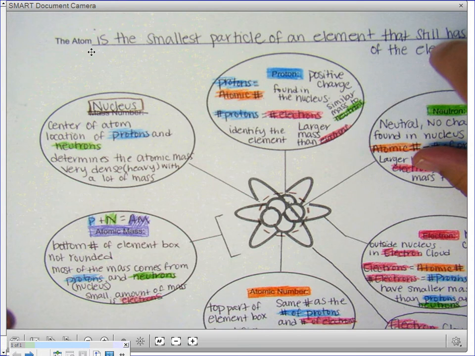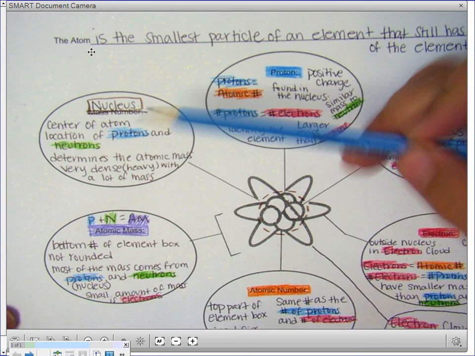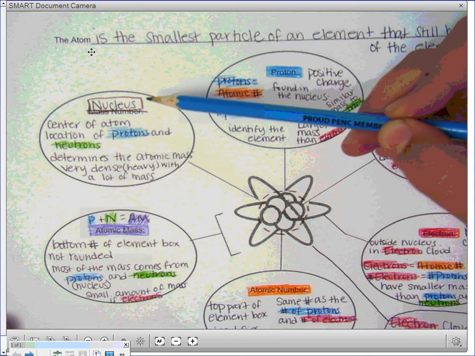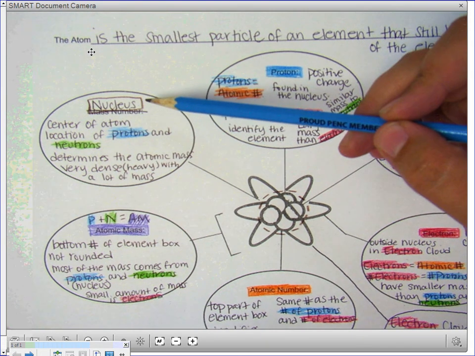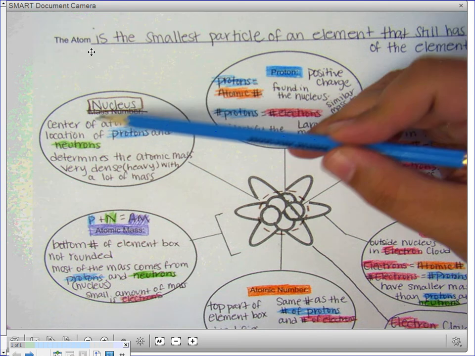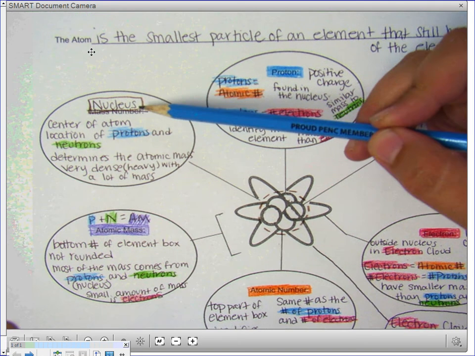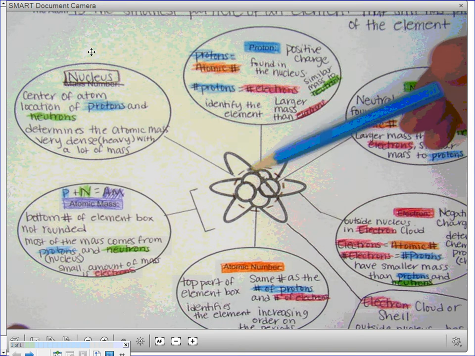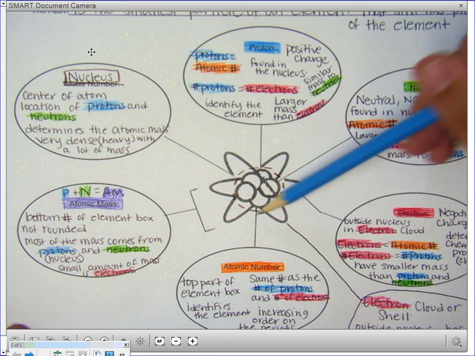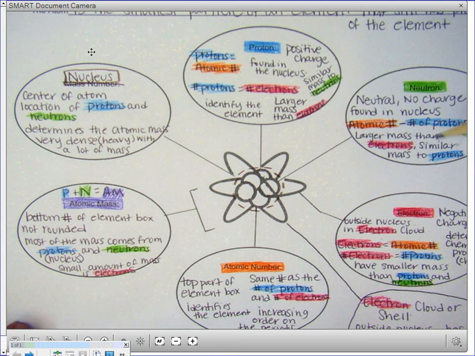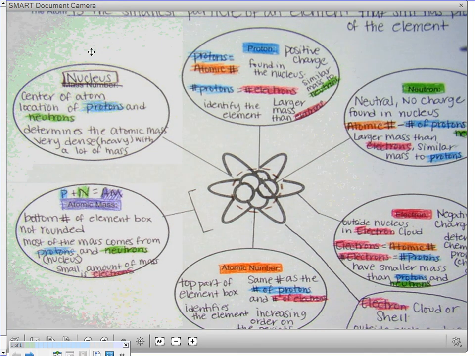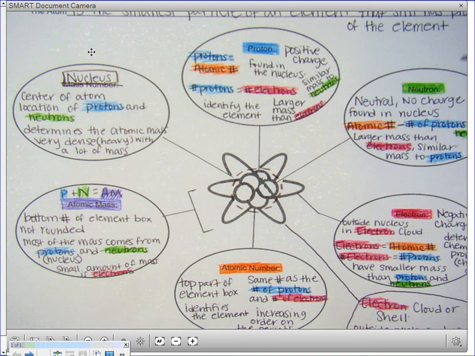Now the last one, it says mass number. I want you to cross that out, and I want you to write nucleus. Now if you notice, I boxed in nucleus in brown, and if you look at the center picture of the atom, I also did a dotted line around the nucleus. I want you to make sure you do that later. Don't do it now, but do it later.